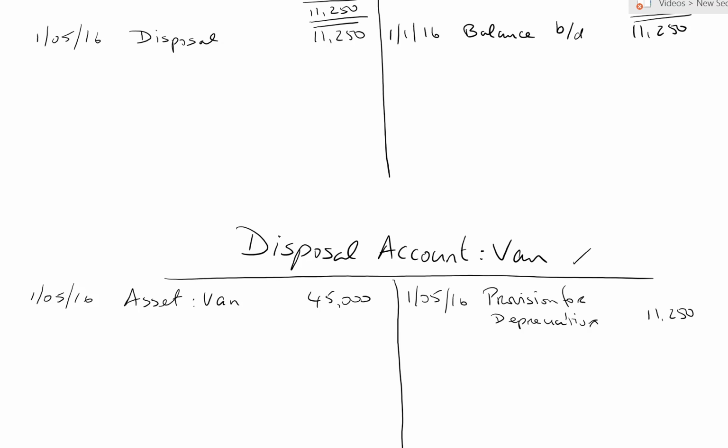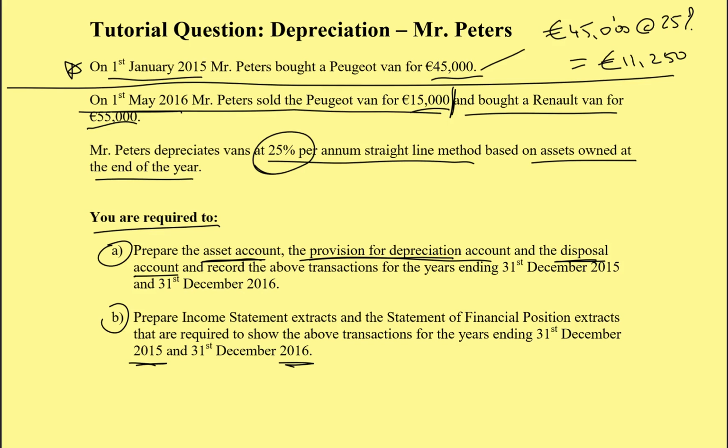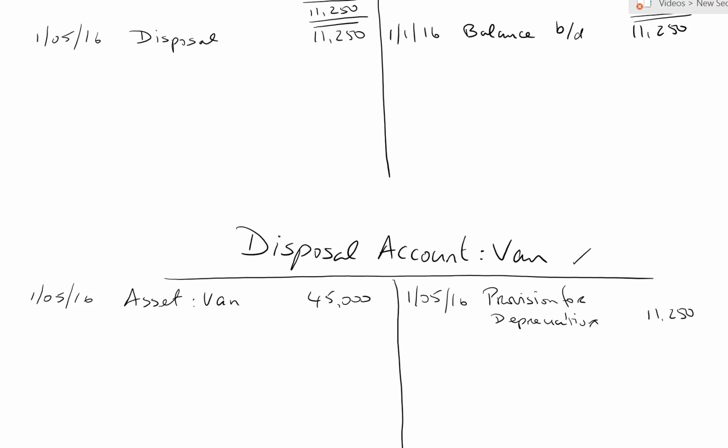Now I'm just going to go back and check how much he actually sold it for. So if I go back to the question, we see he sold the van for 15,000. So I have to double enter that in. Back here in my disposal account, I now put in the 1st of the 5th 16, bank. So Mr. Peters sold the asset for 15,000. Someone gave him 15,000, he would put it into the bank. So you debit the bank and you credit the disposal account.